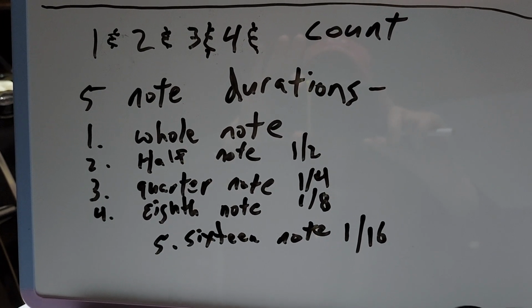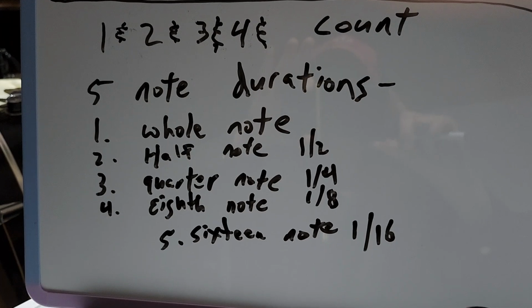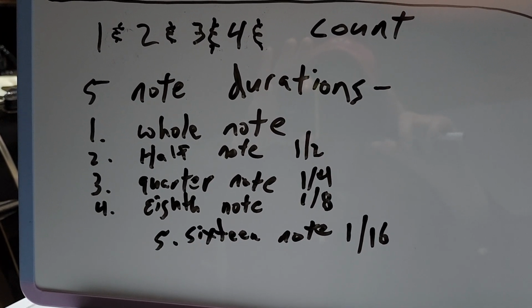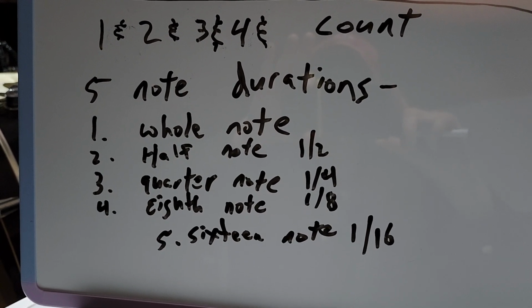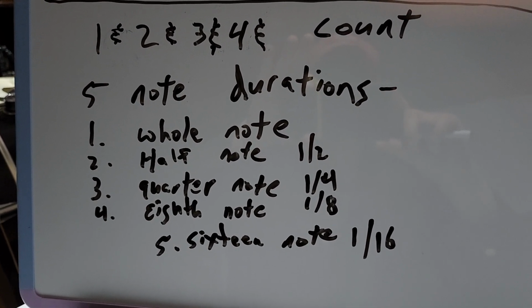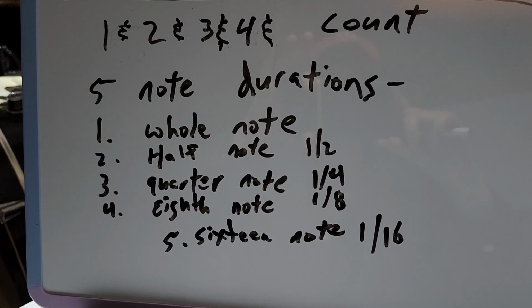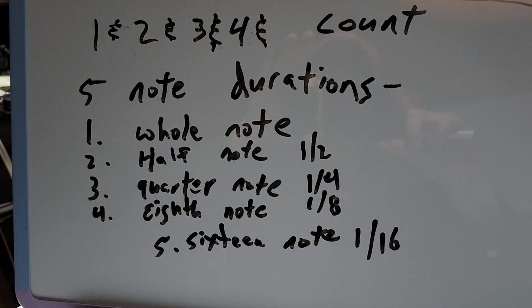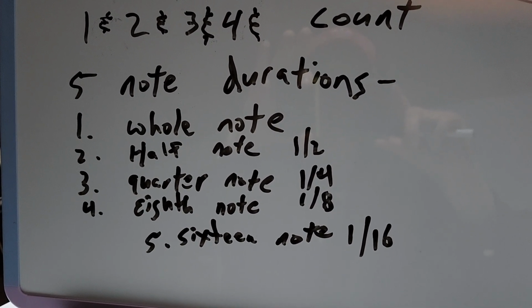Okay, so this is a basic rhythm lesson. On the very top it says 1 and 2 and 3 and 4 and count. What that means is, with most music, I would say 60 or 65%, that's a guesstimate, you simply just count 1 and 2 and 3 and 4 and 1 and 2 and 3 and 4 and.